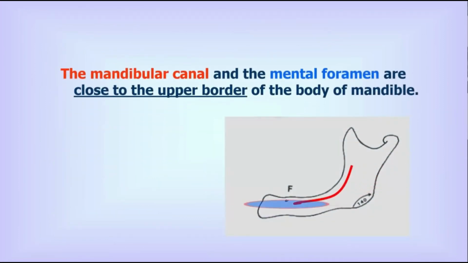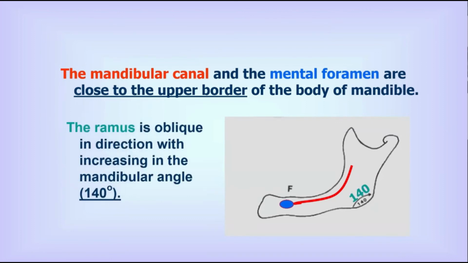The mandibular canal and the mental foramen are now close to the upper border of the body of the mandible. This situation has been changed. Actually, from the mandibular canal to the lower border is in the same position. But the upper border, due to the loss of alveolar process, has shifted toward the midline. So now the mandibular canal is nearer to the upper border of the mandible, or the upper border of the mandible is nearer to the mandibular canal or mylohyoid line.